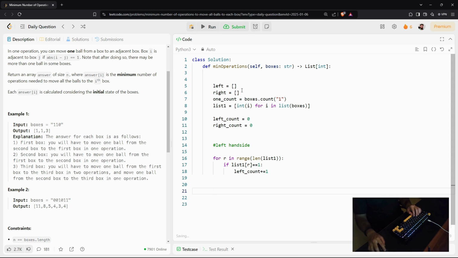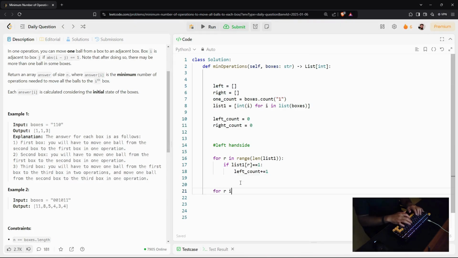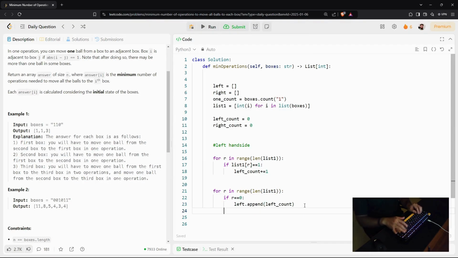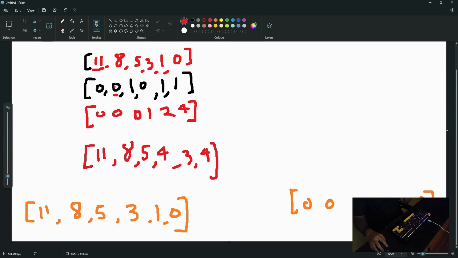So now we start iterating, right? Now we are going to create this left list that we discussed. This list we are going to create for the left hand side. First, basically, if r is 0, we are just going to append left count, because at the 0th index, be it the left side or the right hand side, it's going to be that value. Everything after that, there are two conditions we need to check: if we encounter a 1 or if we don't encounter a 1.